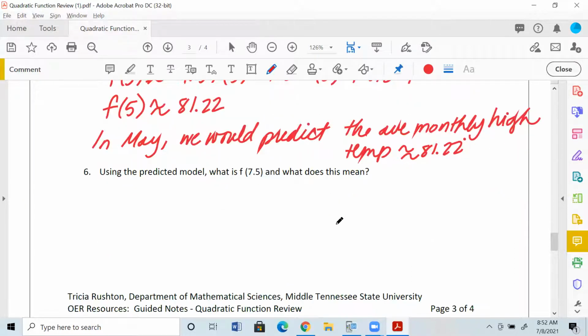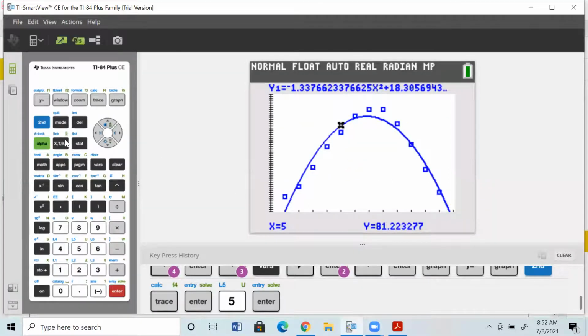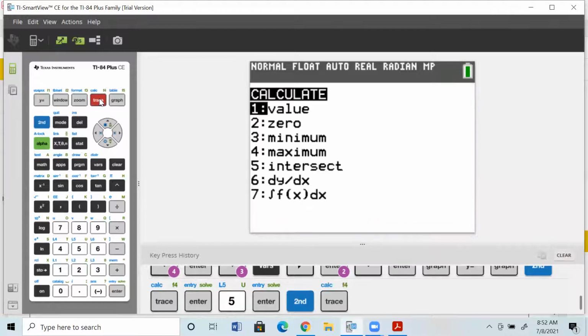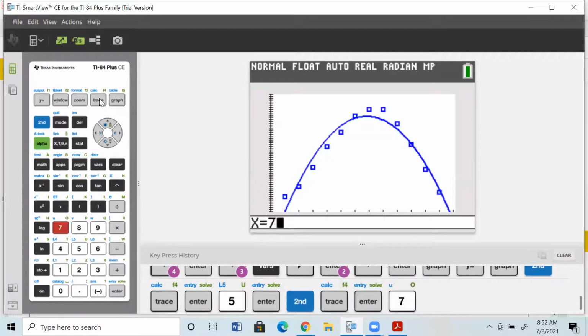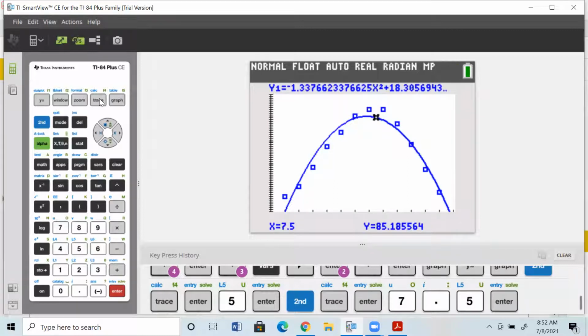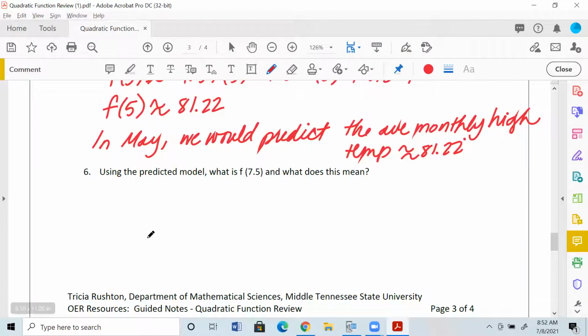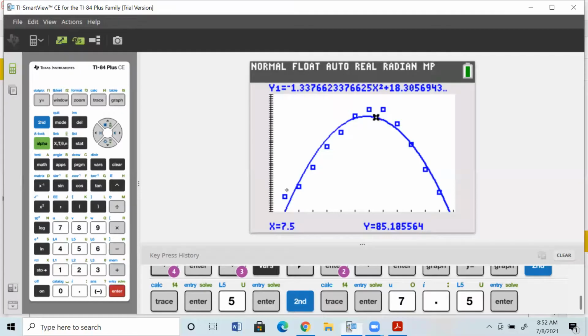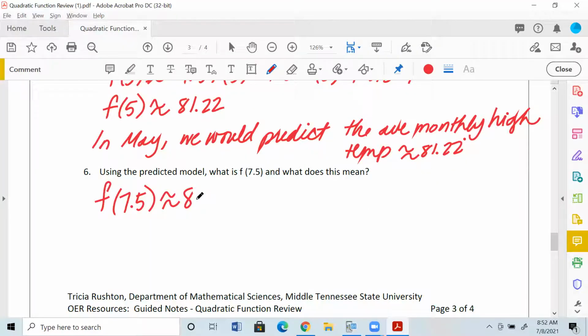In question number 6, using the predicted model, what is f of 7.5 and what does that mean? Again, you can go back to your calculator. You can press second calc, option 1 for value, type in 7.5, hit enter, and this gives us 85.19. Let's keep a couple of decimal points to be consistent here, 85.19. So what does this mean?